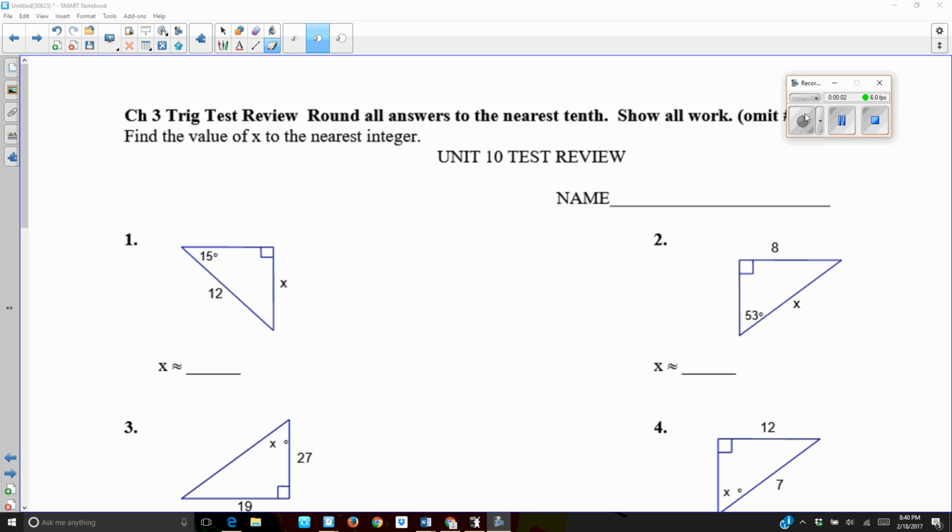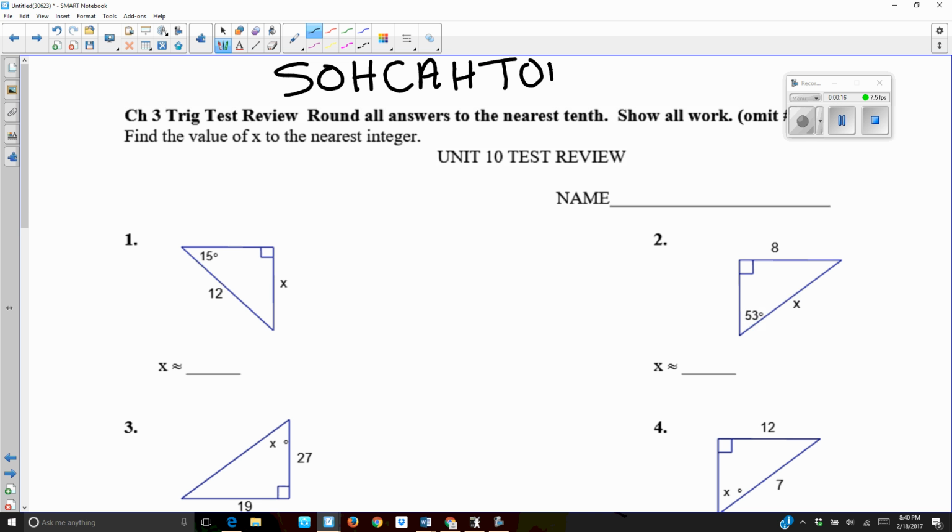All right, so this is a quick run through of the test review for SOHCAHTOA and trig proofs. So for this first page, we're going to use SOHCAHTOA, which we've talked about in class. You should know what those stand for on the test. Pay attention to the instructions. Here we're rounding everything to the nearest integer.